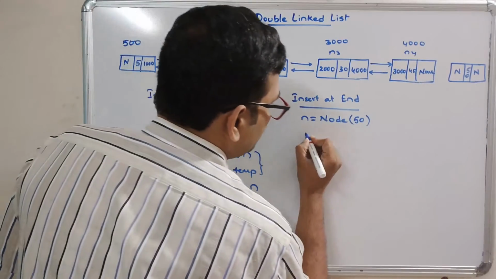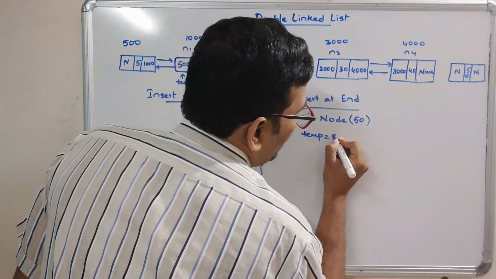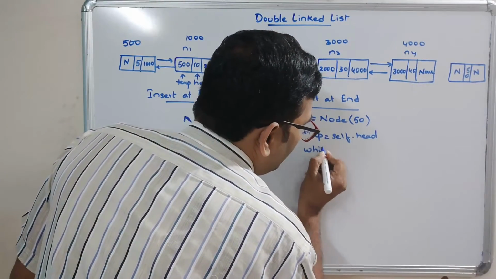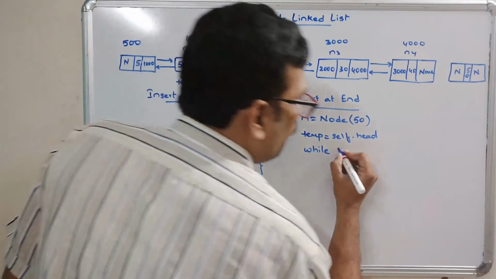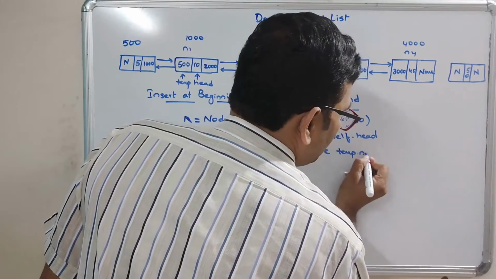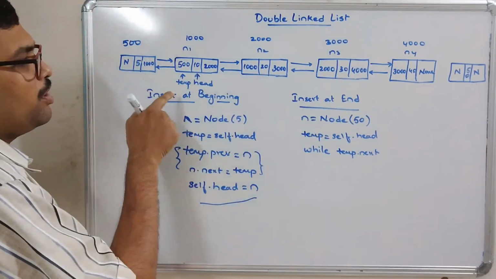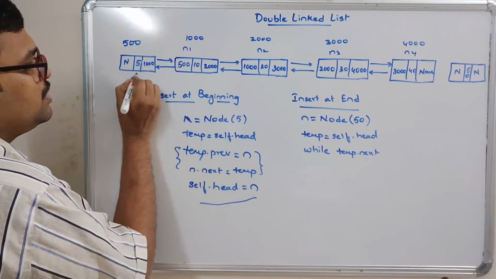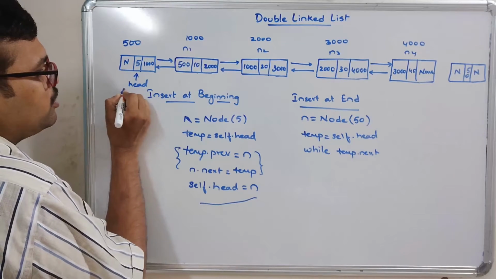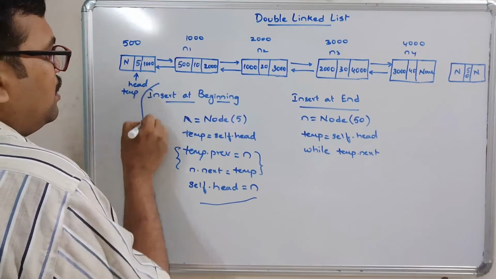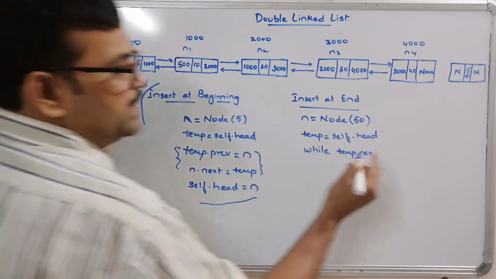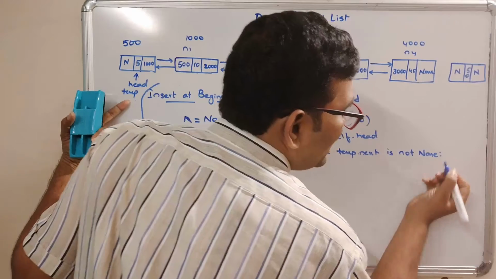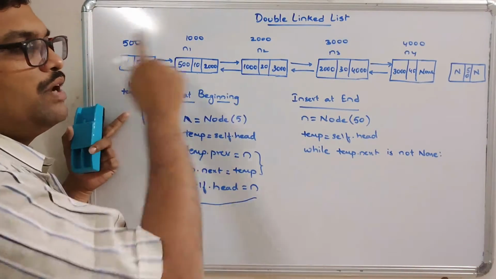In order to travel, I am taking a temporary variable and initializing it with the head value, and I am traveling from the first element to the last element. So while temp.next is not None, see, this is the head, right? And also temp. Now temp.next is not None, so unless temp.next is None, it will repeat the loop.